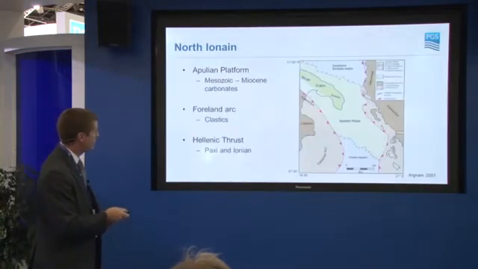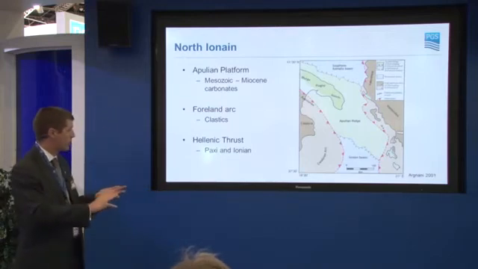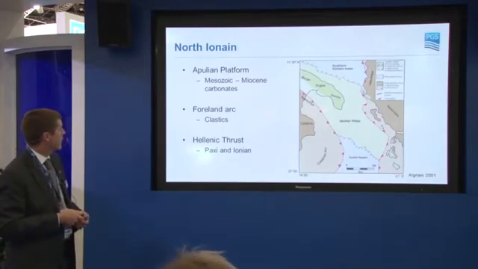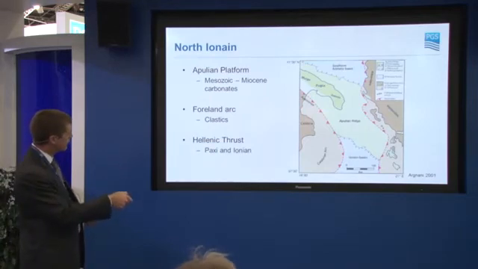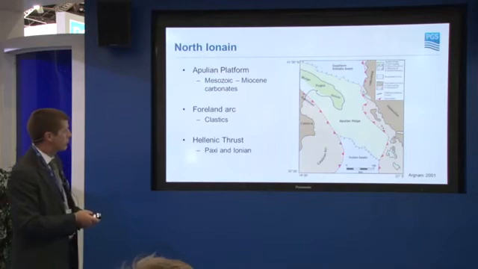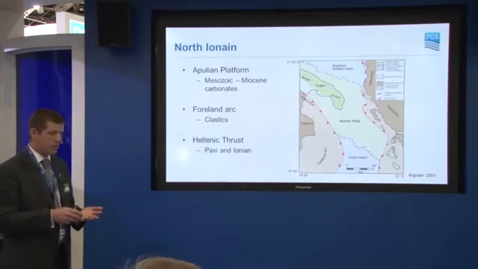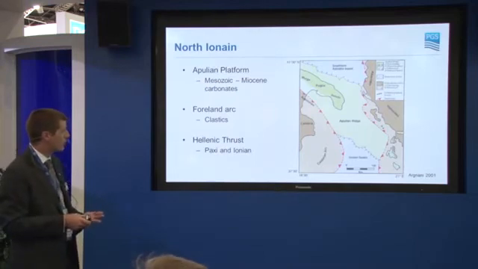So in the North Ionian, I'm going to go through the North Ionian central area around Cephalonia, or south of Cephalonia, and then south of Crete. So this is the North Ionian area. The play types here are represented by the Apulian platform itself, the Apulian ridge here, and northern, for example, has a couple of play models up here within the Apulian ridge itself. It's represented by Cretaceous to Eocene carbonates, and then overlain by more recent sediments, which could provide a good seal.